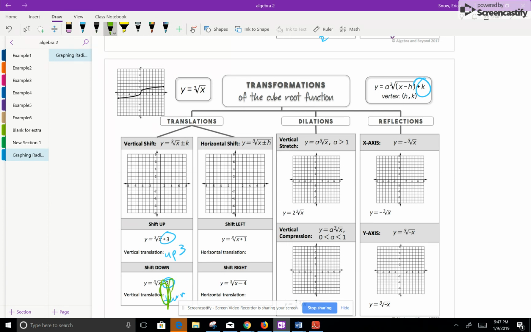I'll make this one green, after I erase it. So this one's going to be down 2. So I'll do our down 2 first. Kind of looks like that little number. And then our up 3 means that our flat spot's going to be right there.